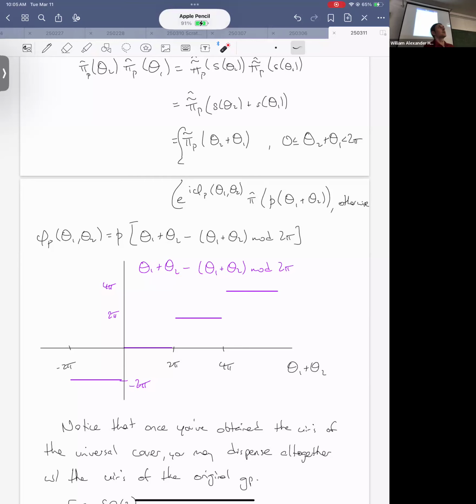Okay, so let me make sure I understand your question. I think your question is why can I have any value of spin for SO2 and not for SO3? Is it because of the universal cover?